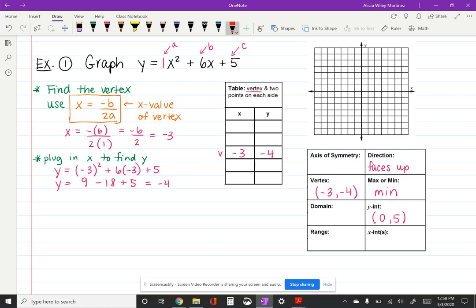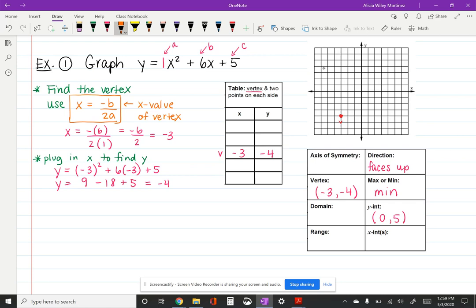I'm also going to go ahead and graph that. So 1, 2, 3 to the left, down 1, 2, 3, 4. There is my vertex. One thing that we know about the vertex is that it is the middle point of the graph. It's either the highest or the lowest point of the graph. And it has a special line that goes through it called the axis of symmetry.